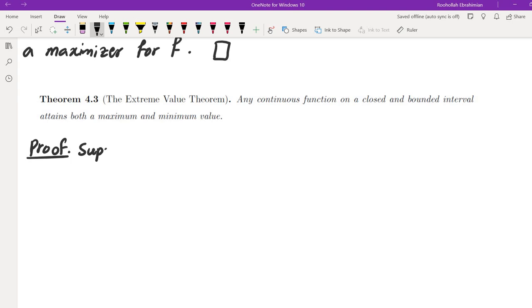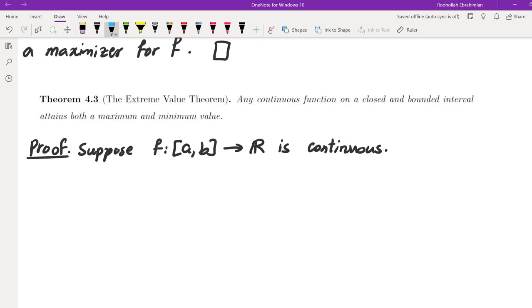So suppose f is defined over a closed and bounded interval. Suppose this is continuous. We would like to show that there is a maximum for this function. So how do we show that there is a maximum for a set? So let's call the image of this function S. So let S be the set of all f of x such that x is in the domain of this function.